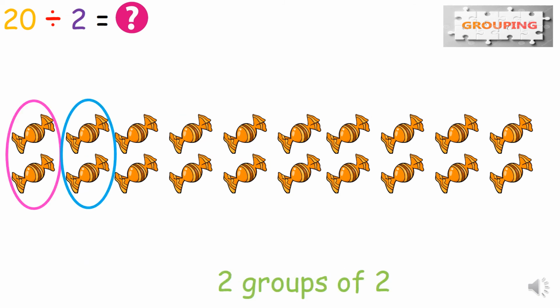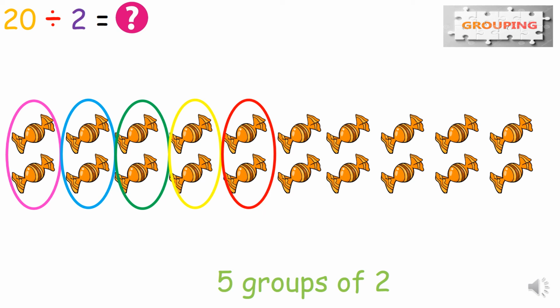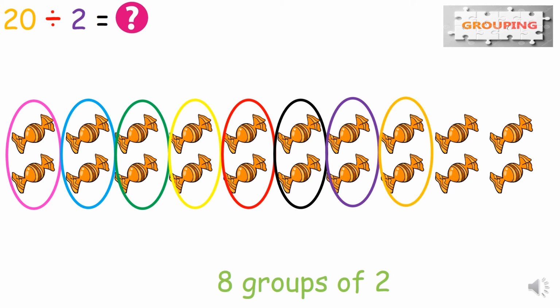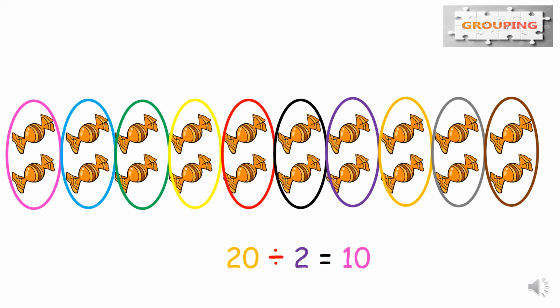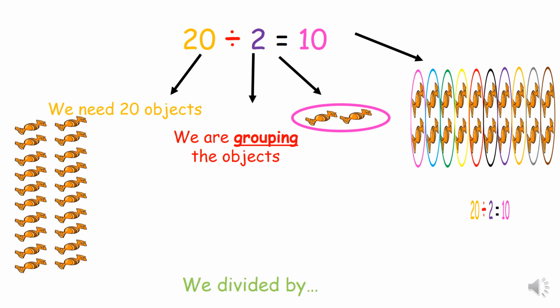1 group of 2, 2 groups of 2, 3 groups of 2, 4 groups of 2, 5 groups of 2, 6 groups of 2, 7 groups of 2, 8 groups of 2, 9 groups, 10 groups of 2. So we have grouped all of the sweets into groups of 2, and we found we have 10 groups. So my answer again is 10. 20 divided by 2 equals 10. This method was grouping.